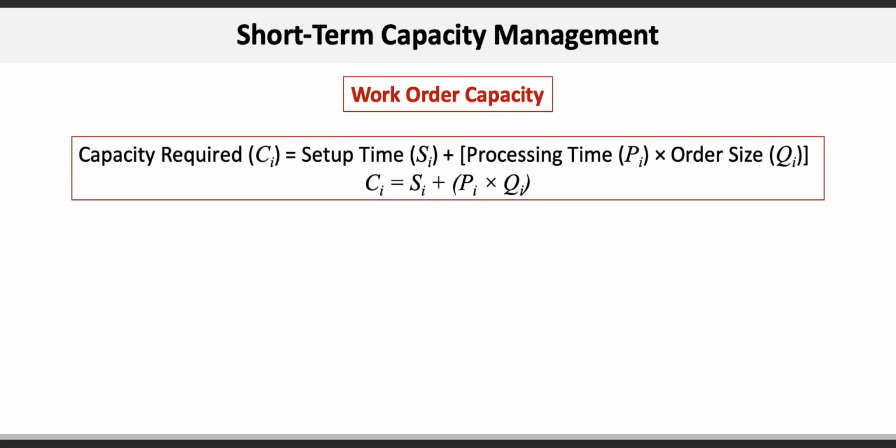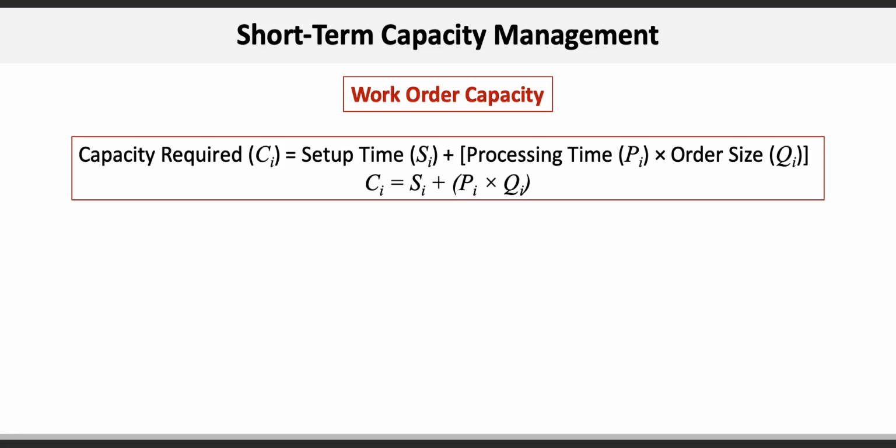This requires the use of the following formula, which is found in your textbook. Capacity required, Ci, is equal to setup time, Si, plus the processing time, Pi, times the order size, Qi. When all the claims are processed together, the setup time is essentially spread over the entire work order quantity, or work done. In other words, the setup time is independent of order size. What we need to do here is calculate the work order capacity requirements for each of the different treatments.